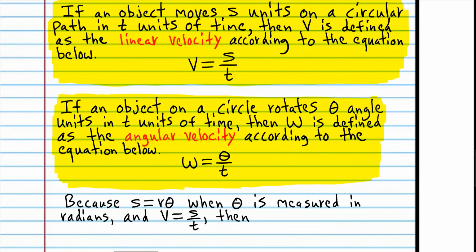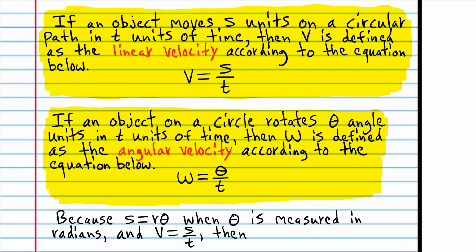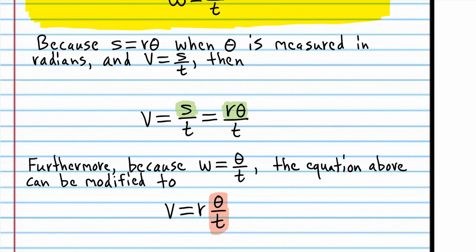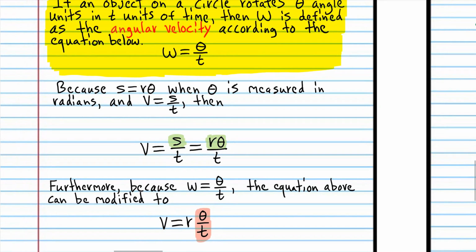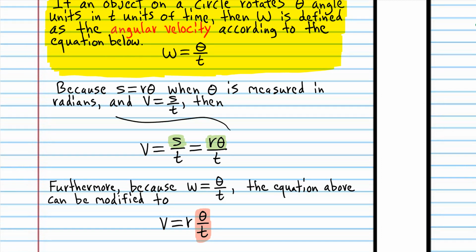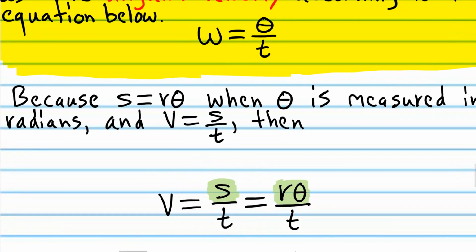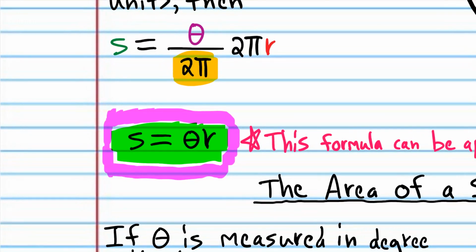Now, the big question obviously is, why do we care about that? Well, let's take the first equation. Linear velocity is equal to the arc length divided by the time. And let's now use the formula that we learned for the length of an arc. If you want the length of an arc, you multiply the radius by the angle measure in radian units. Remember, we learned that formula in the first part of the class. The arc length is equal to the radius times theta, as long as theta is in radian units.